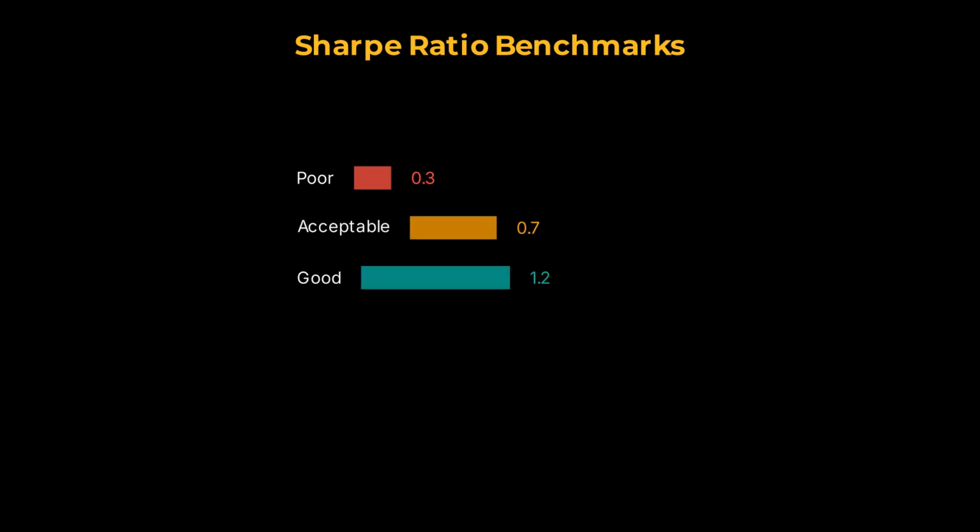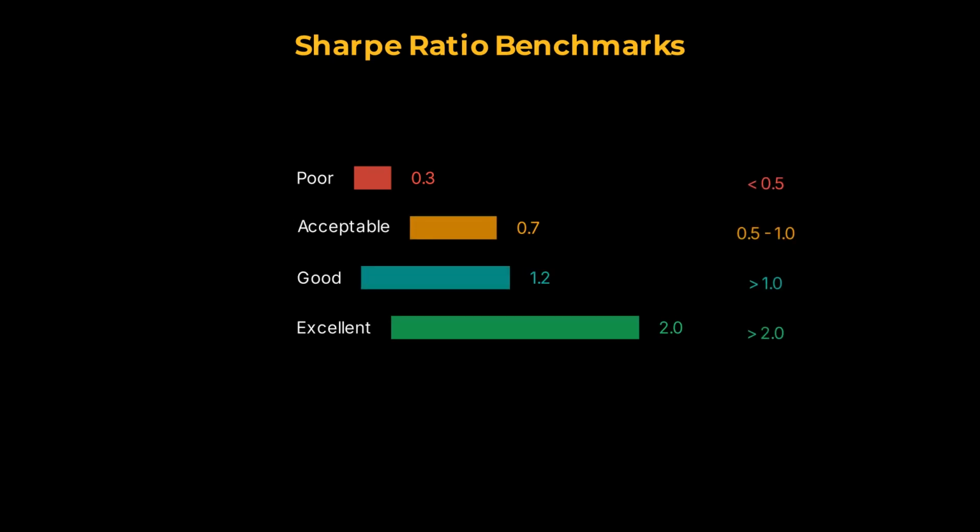So what does a good Sharpe ratio look like? Below 0.5 is considered poor. You're not being compensated enough for the risk. Between 0.5 and 1 is acceptable. Above 1 is good. You're earning solid returns relative to risk. And above 2 is excellent. That's hedge fund territory. For context, the S&P 500 has historically delivered a Sharpe ratio of about 0.5 to 0.7. Warren Buffett's Berkshire Hathaway has averaged around 0.76 over its lifetime.